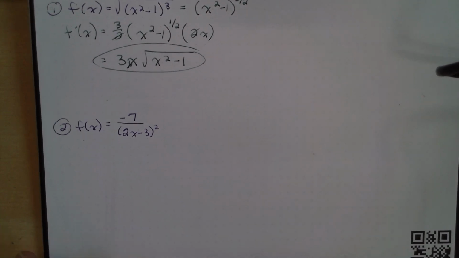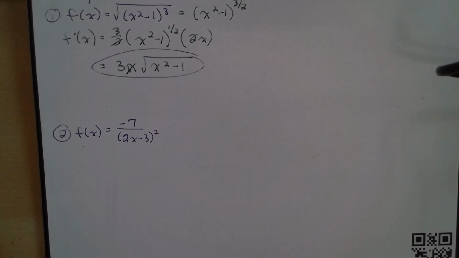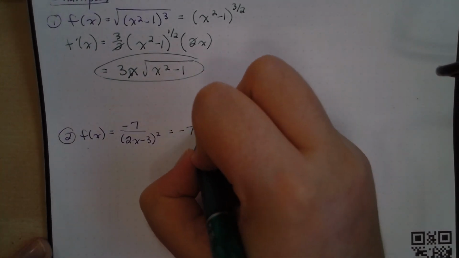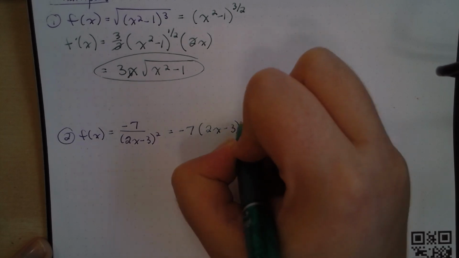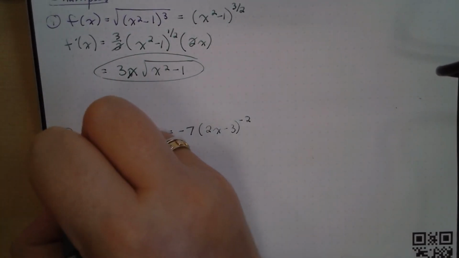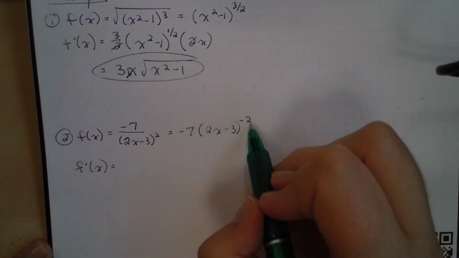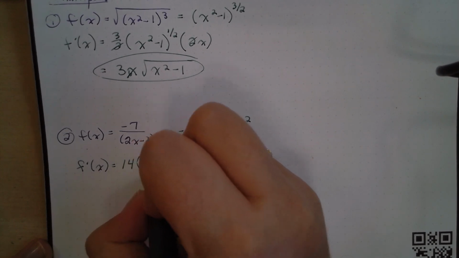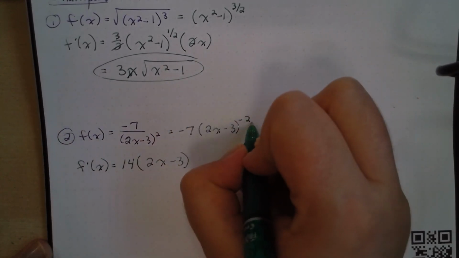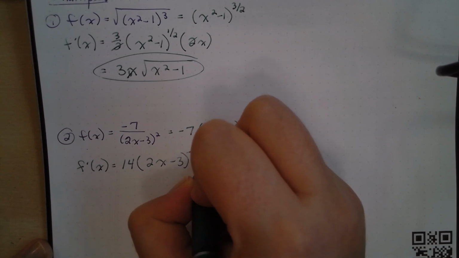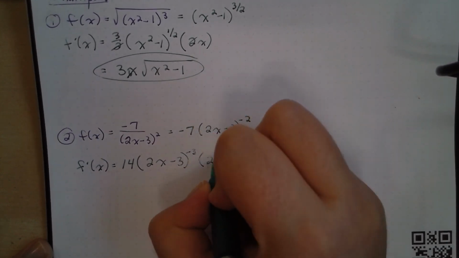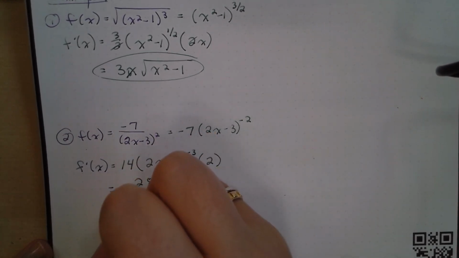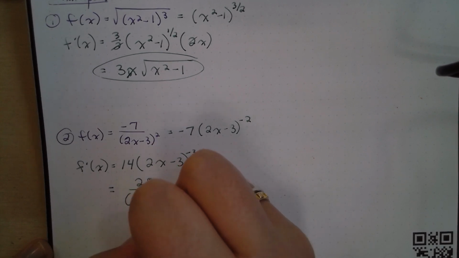So let's do another example. F of x is equal to -7 over (2x minus 3) squared. I'm going to rewrite this. So I have -7 times (2x minus 3) to the -2 power. So f prime of x is going to be equal to -2 times -7 is a positive 14 times (2x minus 3), -2 minus 1 is -3, times the derivative of what's inside, which is just 2. So my final answer is going to be 2 times 14 is 28 over (2x minus 3) cubed.